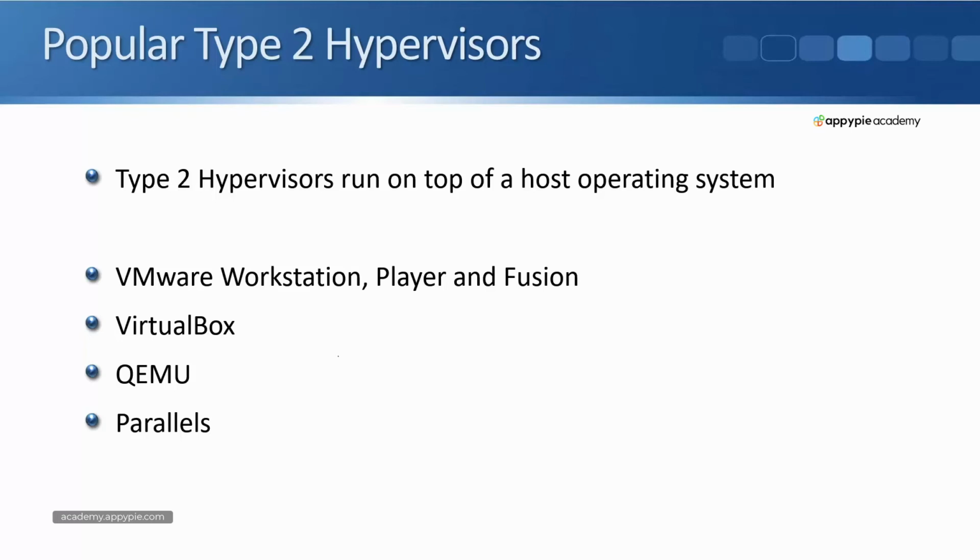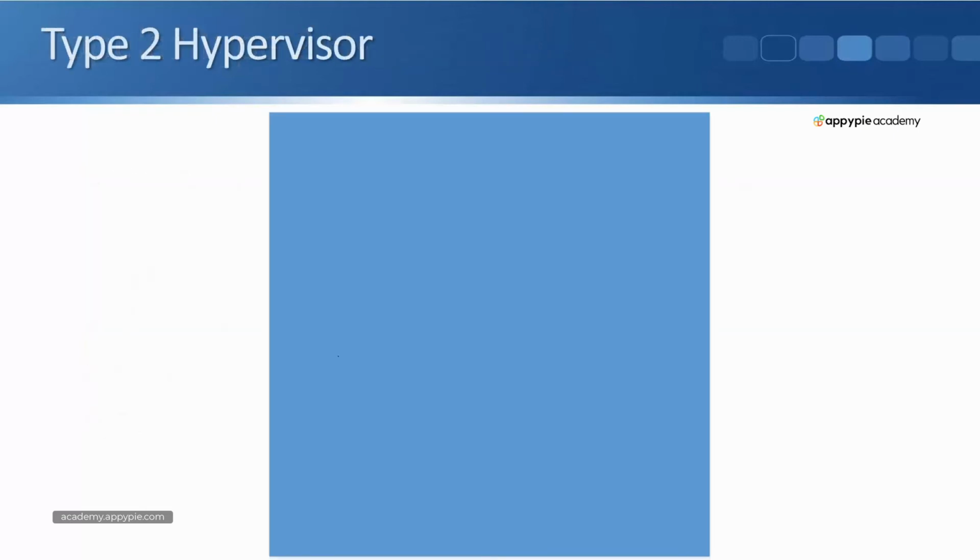Our popular type 2 hypervisors, we also have some of those from VMware. We have VMware Workstation, VMware Player, and VMware Fusion, which is for the Mac, and Workstation and Player for a Windows PC. We also have VirtualBox, QEMU, and Parallels. So let's take a look at how the type 2 hypervisor works. I've got a schematic for you here again, and the big blue box is an individual host. This is probably going to be your laptop now. Type 1 hypervisors are used in the data center, and type 2 hypervisors are used on an individual PC. Again, I'll explain why that is coming up in a second, but let's look at how it works first.